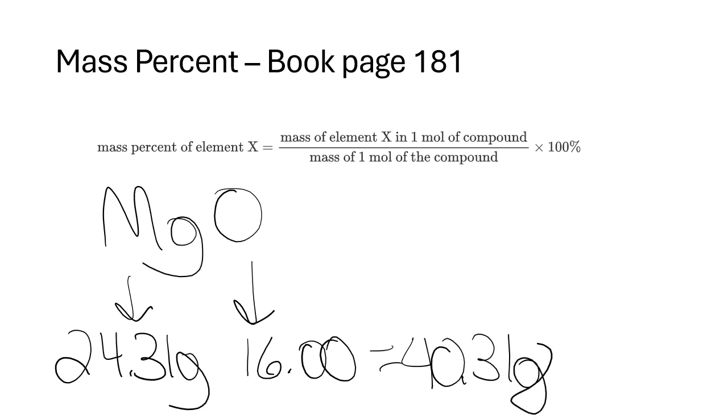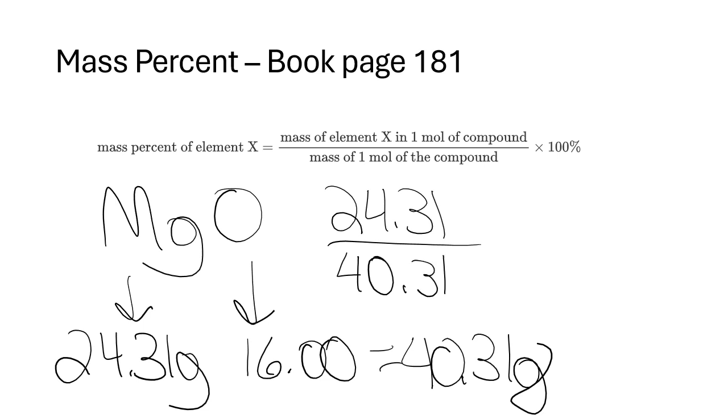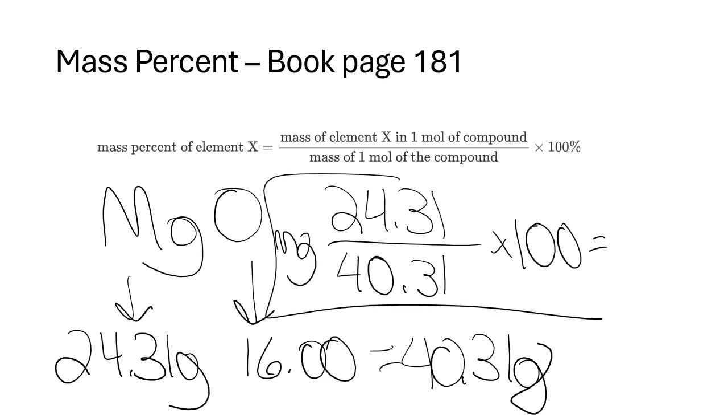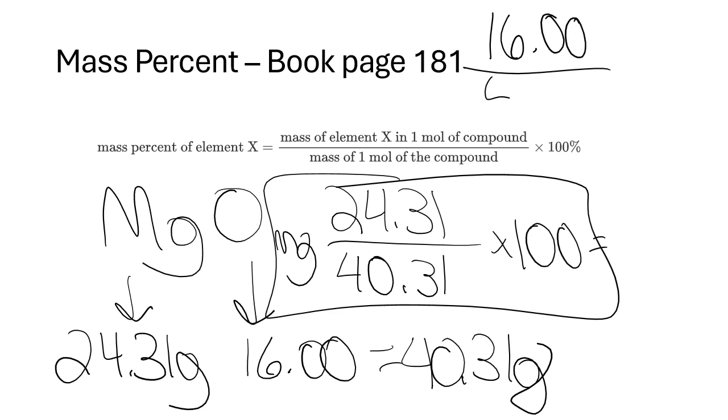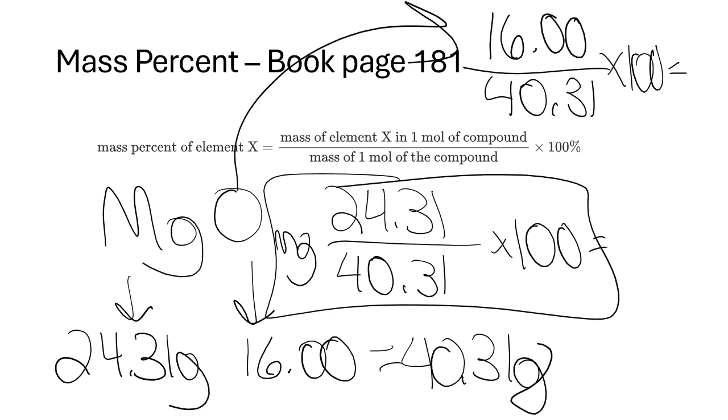And so the mass percent of magnesium is going to be 24.31 divided by 40.31 times 100, and you're going to get the percent. Now, that's for magnesium. If you wanted the mass percent of oxygen, it's going to be 16.00 divided by 40.31 times 100, and you're going to get the mass percent of oxygen. So really, what percent of a compound, mass-wise, is the element?